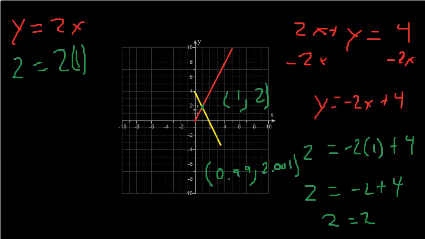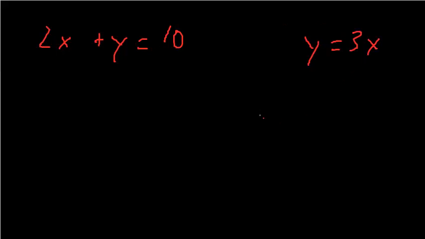But just by looking at it, I cannot be sure that it is 1, 2. So let's take a look at a more concrete method of solving systems of equations. We're going to next take a look at the substitution method. Let's look at the equations 2x plus y is equal to 10 and y is equal to 3x.